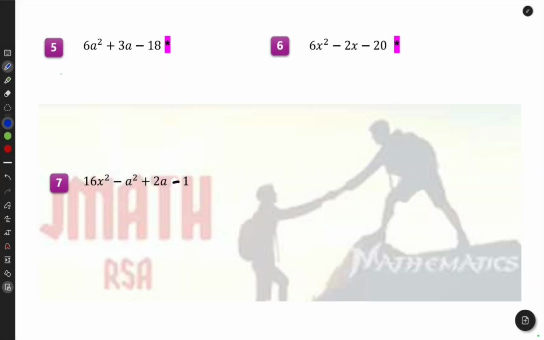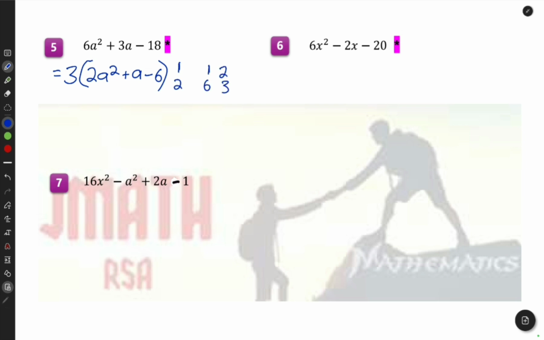Question 5 is a trinomial, but I need to check for a common factor first. So I can take out a 3, and that would leave me with 2a squared plus a minus 6. Okay, I have a value in front of a squared. I have a value in the last term that's not a 1. So this is an advanced trinomial. I know this is 1 times 2. This is 1 times 6, or 2 times 3.